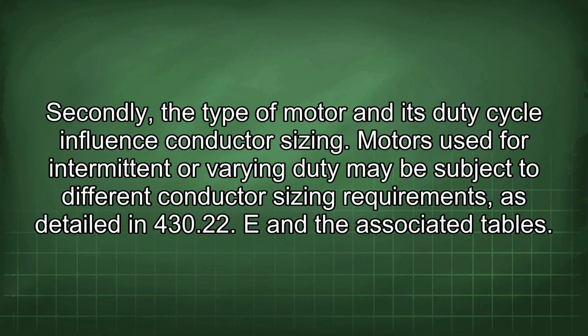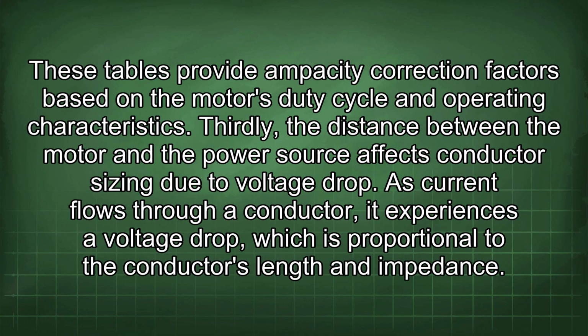Secondly, the type of motor and its duty cycle influence conductor sizing. Motors used for intermittent or varying duty may be subject to different conductor sizing requirements, as detailed in 430.22(E) and the associated tables. These tables provide ampacity correction factors based on the motor's duty cycle and operating characteristics.